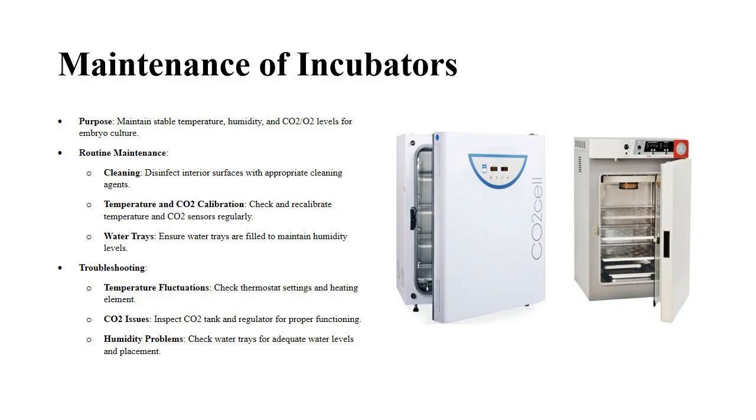Troubleshooting temperature fluctuations: if the incubator is not maintaining the desired temperature, check the thermostat or heating element. Replace damaged components as needed. CO2 levels: if CO2 levels are fluctuating, check the CO2 tank or connections, and ensure the regulator is functioning and properly calibrated. Humidity issues: if the incubator is too dry or too humid, ensure the water tray is full and positioned correctly. Check for any air leaks around the seals or doors.